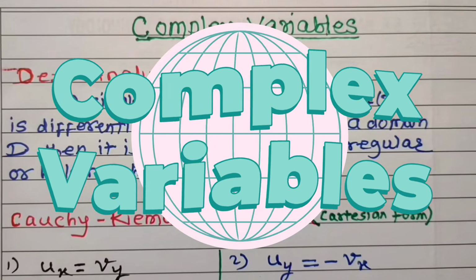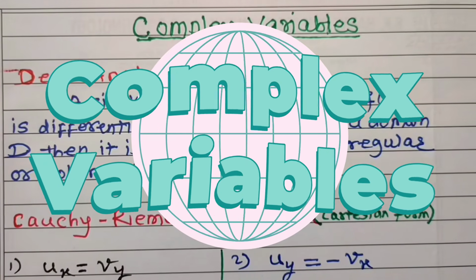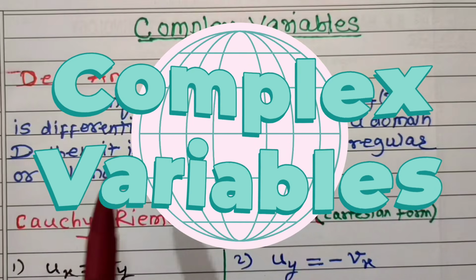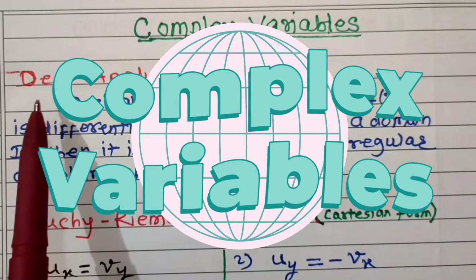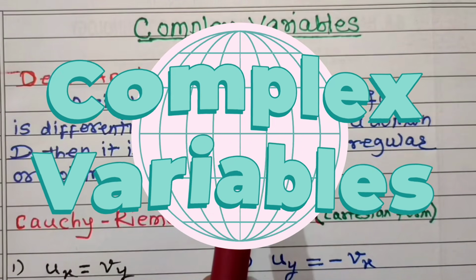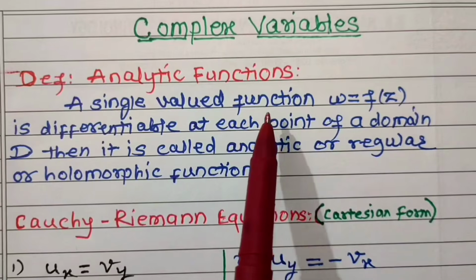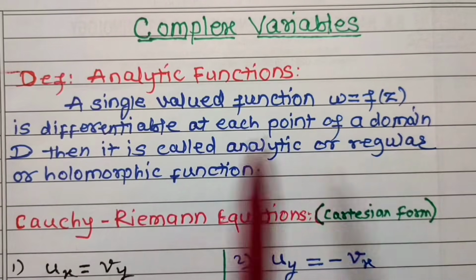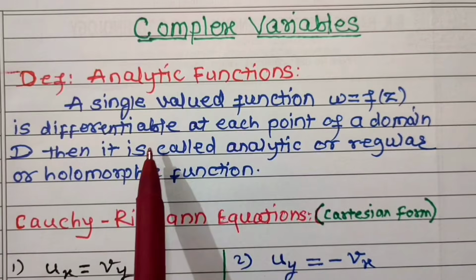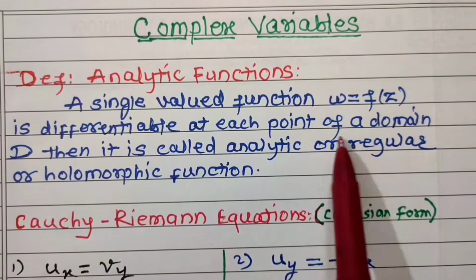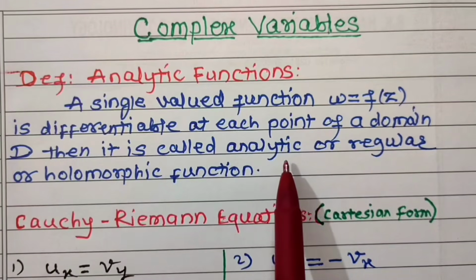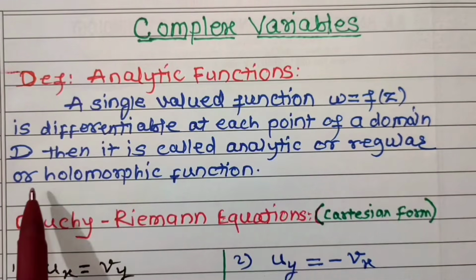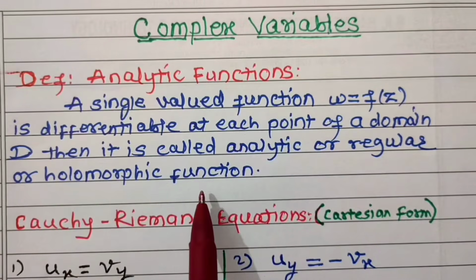Hello everyone, today we have to learn about complex variables. In this topic, we have to learn about analytic functions. First of all, the definition of analytic functions. If a single valued function w = f(z) is differentiable at each point of a domain D, then it is called an analytic or regular or holomorphic function. This is the definition of analytic functions.